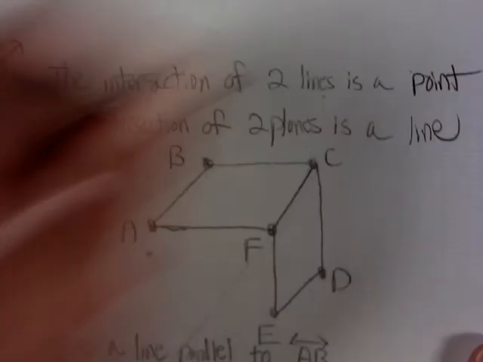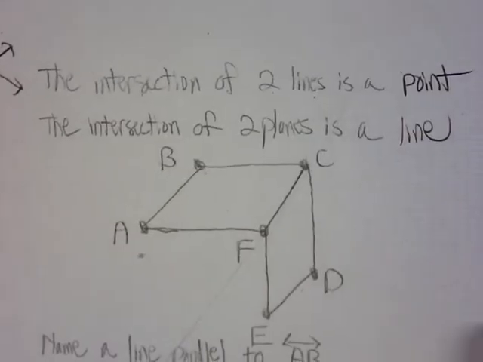Okay, so the thing to remember is the intersection of two lines is a point, and the intersection of two planes is a line. Think about where the ceiling and the wall come together. Follow along where the ceiling and the wall touch. If you follow along, you're outlining a line. So that's another way to think about it.